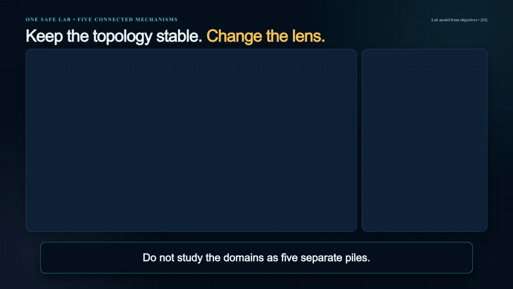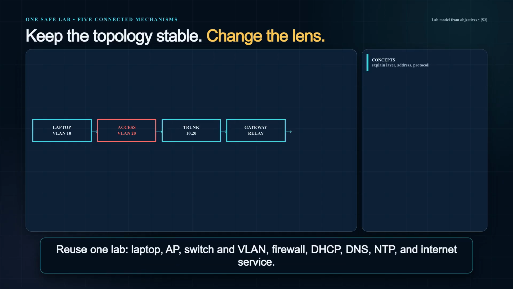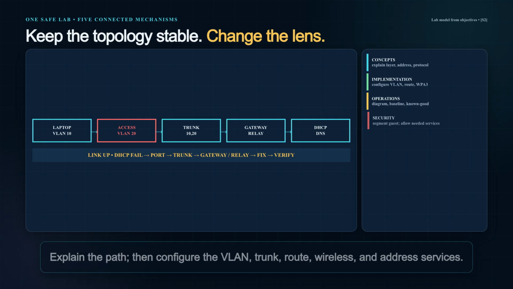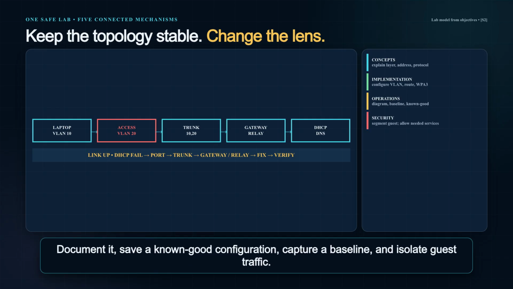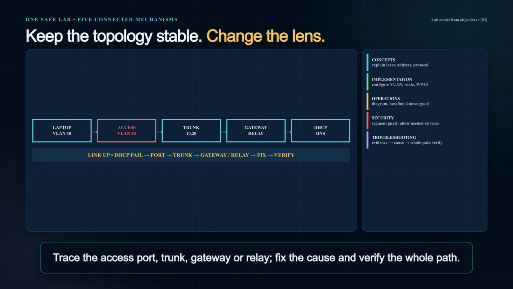Do not study those as 5 separate piles. Reuse one safe lab: laptop to access point, switch and VLAN, router or firewall, then DHCP, DNS, NTP, and an internet service. Under concepts, explain each address, protocol, layer, and device. Under implementation, configure the VLAN, trunk, route, wireless security, and address services. Under operations, draw the logical path, save a known good configuration, and capture a baseline. Under security, isolate guest traffic and allow only the services it needs. Then break one thing. A wrong VLAN can leave the link up while DHCP fails.